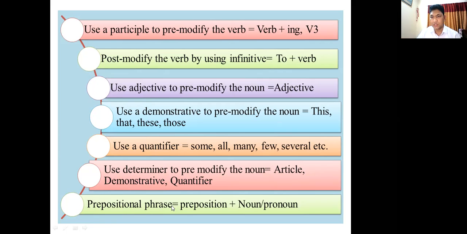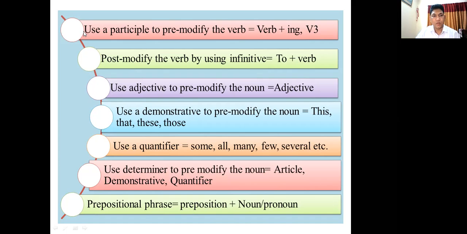Prepositional phrase. Prepositional phrase means preposition plus noun or pronoun. When you are asked to use prepositional phrase as a modifier, you have to use what? You have to use preposition plus noun or pronoun.